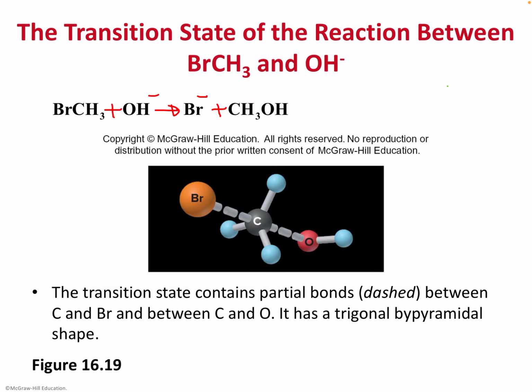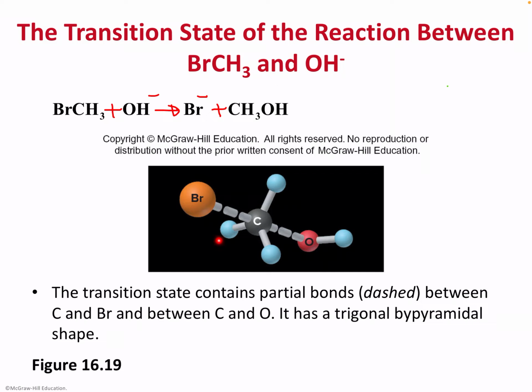Now let's look at this example where we have methyl bromide, BrCH3, with hydroxide. What's going to happen is this hydroxide group is going to replace the bromide and become next to the carbon. So the bromide will leave, making Br minus, and then the OH will make a bond with the carbon and form methanol, CH3OH. Now this is the transition state.